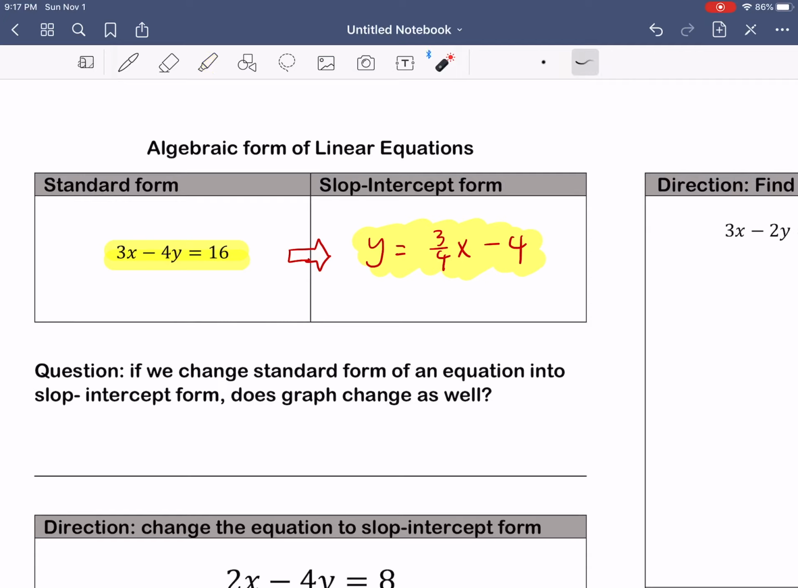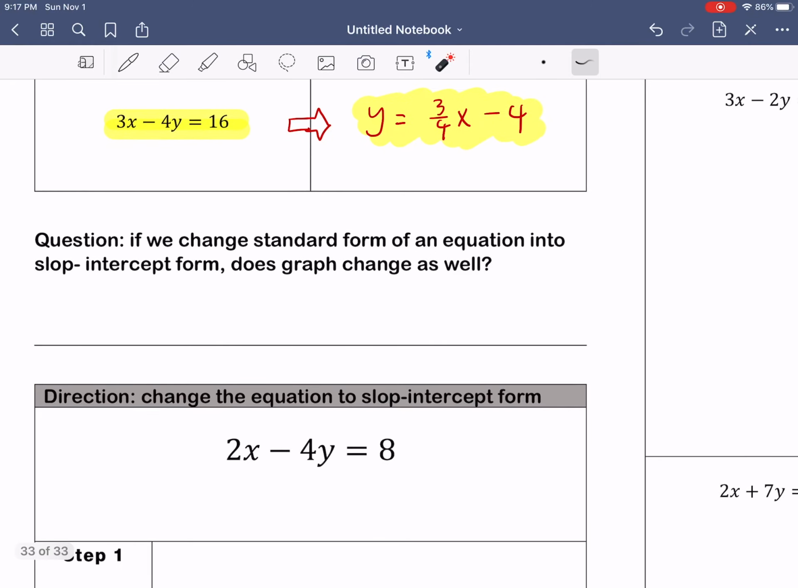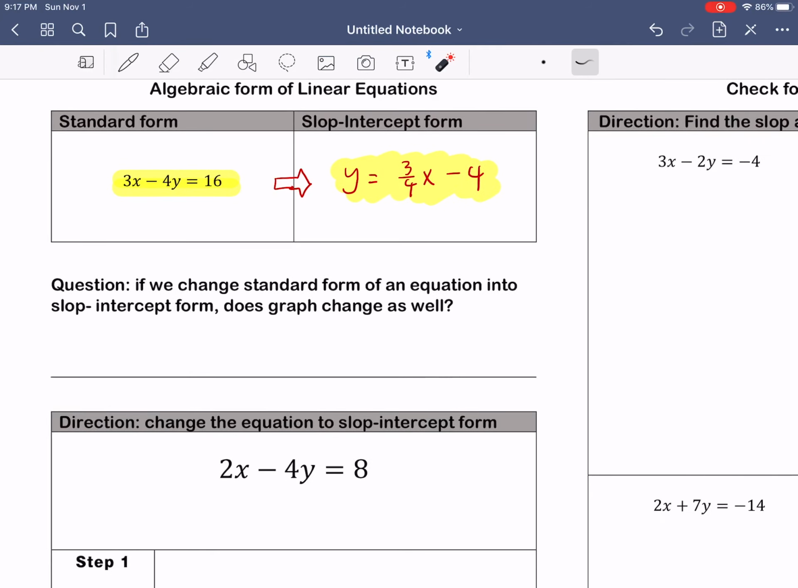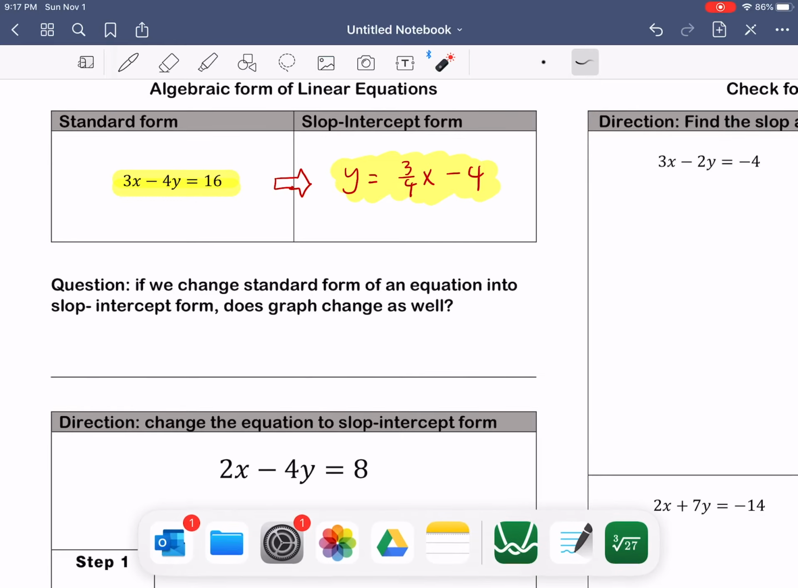If you look at it, x and y are on the same side, but in the other one, y is by itself, and x and the other numbers are on the other side. So let me teach you how to do this, okay? Just a question: if we change standard form like this one into slope-intercept form, do you think the graph changes as well?